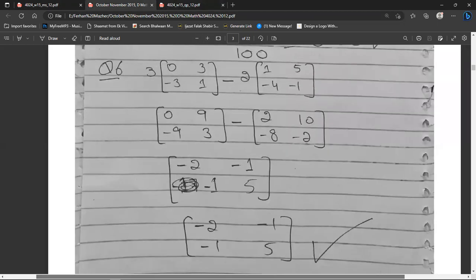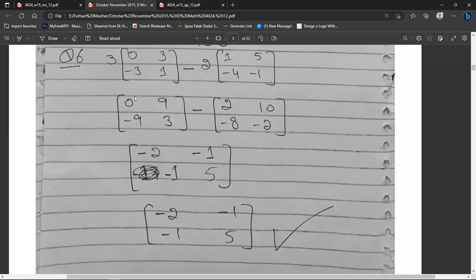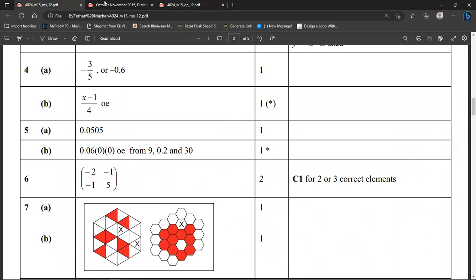3 zeros are 0, 3 threes are 9, 3 minus 3s are minus 9, 3 ones are 3. Minus, this 2 will go inside. So 2 ones are 2, 2 fives are 10, 2 minus 4s are minus 8, 2 minus 1s are minus 2. Now we will subtract: 0 minus 2 will be minus 2, 9 minus 10 will be minus 1, minus 9 minus minus 8 will be minus 9 plus 8, and that will be minus 1, 3 minus minus 2 will be 3 plus 2, and that will be 5. So my answer is minus 2, minus 1, minus 1, 5. So this answer is right.